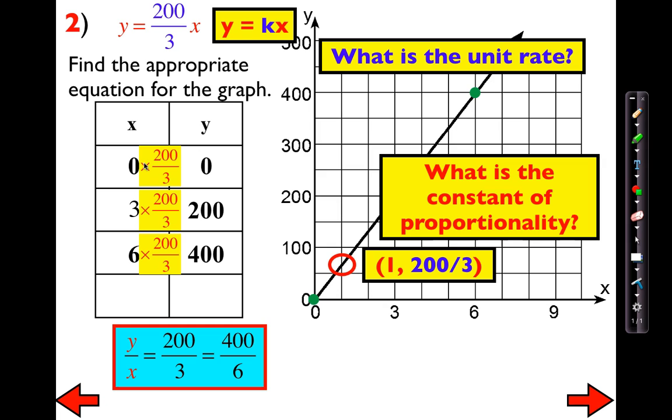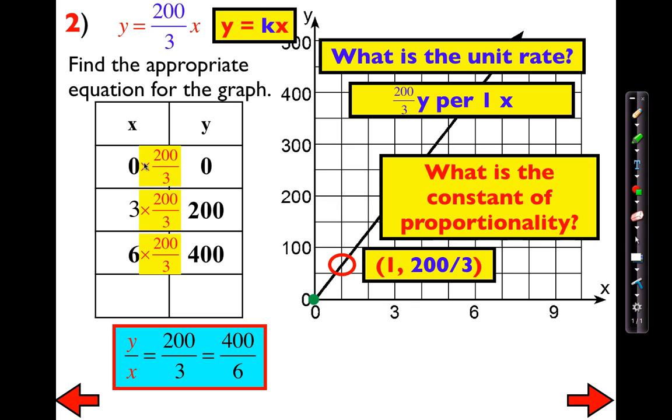Okay, so what is the unit rate? Well, we know the constant of proportionality is 200 over 3. So now it's just a matter of figuring out what the units are. So what are the units here? I would just say 200 over 3, y per x. Why? Because they didn't give us any units for y, and they didn't give us any units for x, so we just say y per x.